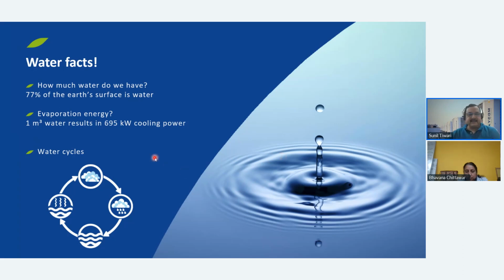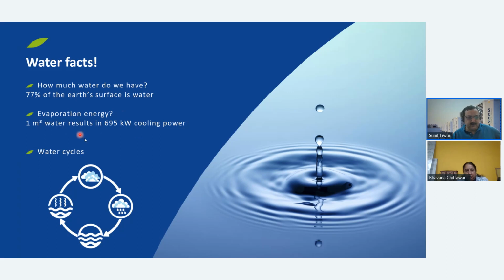Now, just putting some facts correctly here, a total of 77% of the Earth's surface is water. But of that 77%, hardly 1 or 2%, or less than a percent, will be available to humankind, because the rest is either seawater or ice. So that's not available for immediate use. That's our water scenario.